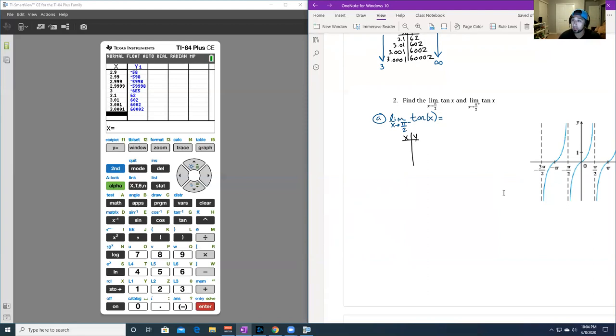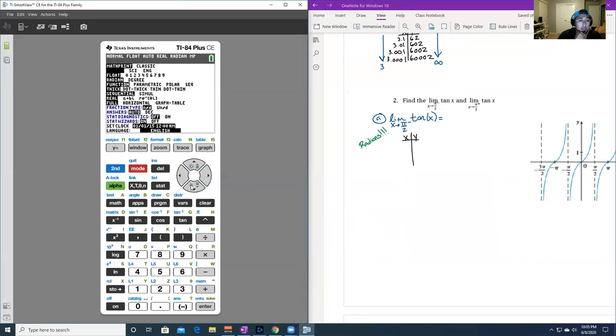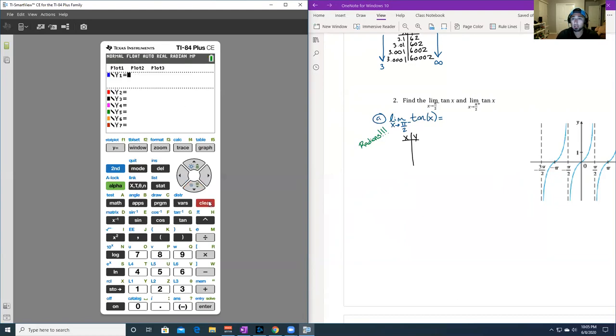Okay. First thing you need to make sure of is you are in radians. You must be in radians. So make sure you put your calculator in radians. Okay, so let me see, mode. I am in radian mode, perfect. So, y equals, and then I'm gonna just type tangent of x. All right, then second window.